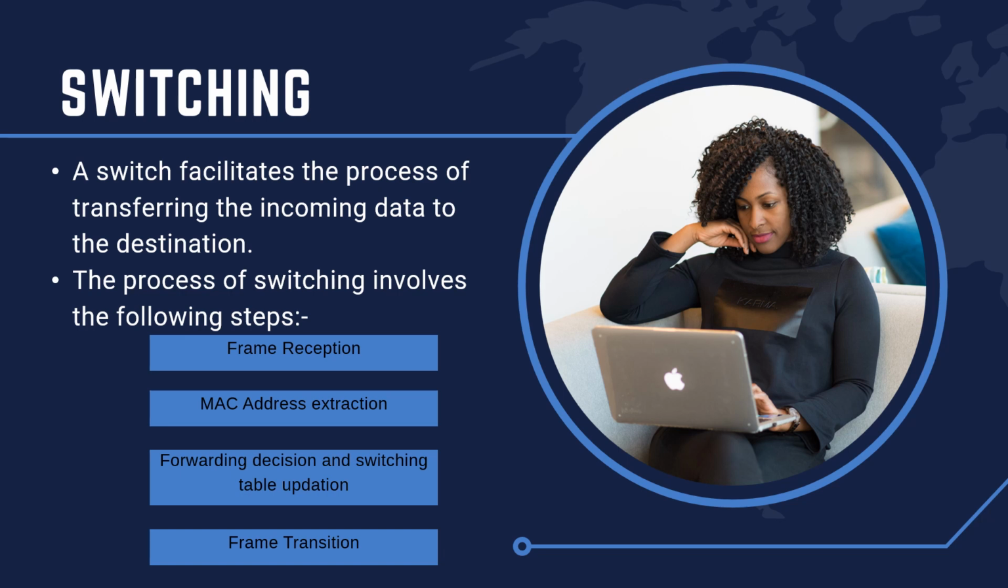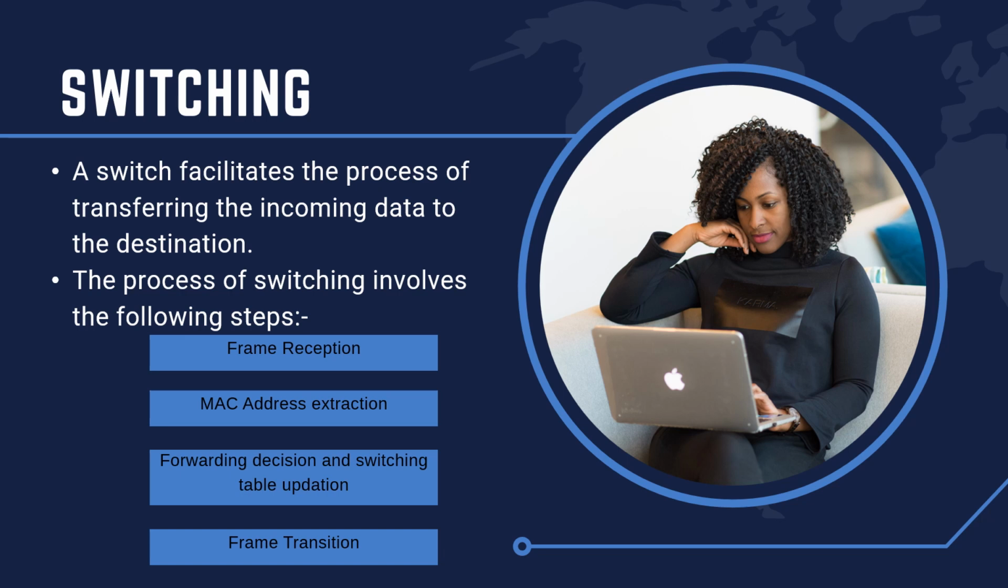Now the process of switching basically involves four steps, right? These are frame reception, MAC address extraction, forwarding decision and switching table updation, and frame transition. So we'll discuss these one by one. Now what happens in frame reception is, as the data packet comes to the switch, it needs to accept that data packet, it needs to receive that data packet. This process is known as frame reception, alright?